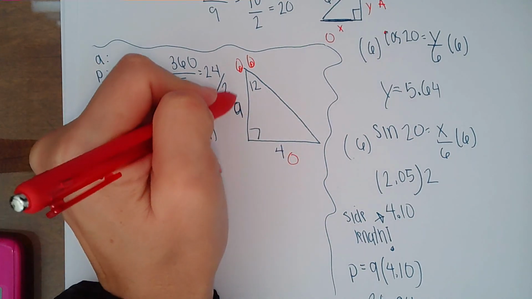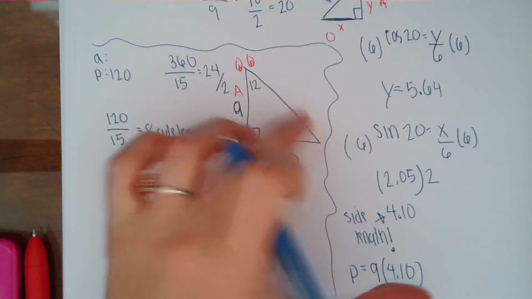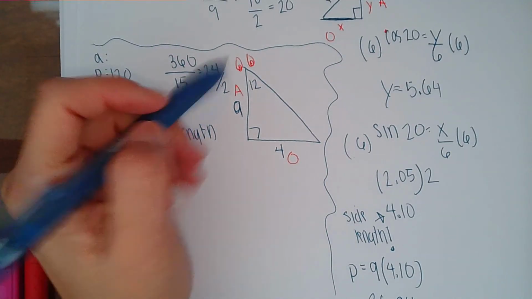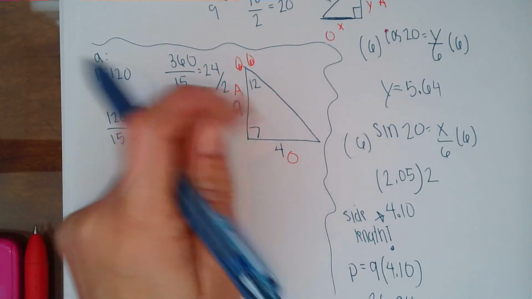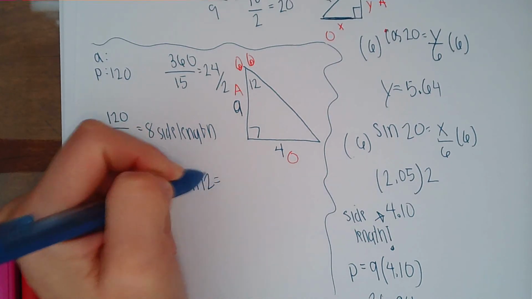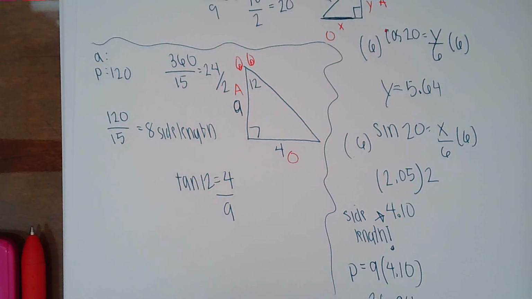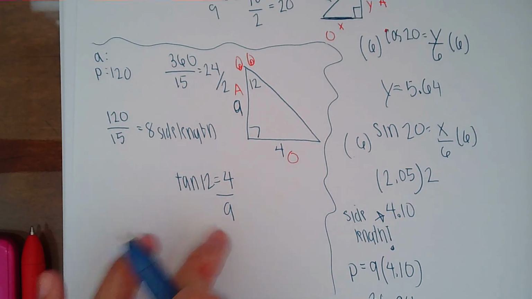This would be my opposite, and this would also be my adjacent, which is quite convenient. We don't really need to know our hypotenuse right now. So opposite and adjacent would be TOA. We would say tangent 12 equals my opposite 4 over my apothem, which I don't know yet. So I need to get A alone.